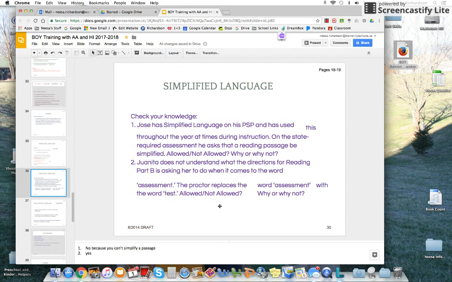This was a sample I used earlier. Changing the word assessment to test is appropriate. The first one is talking about simplifying a passage, and you cannot simplify a passage in state testing. It is only used for directions.